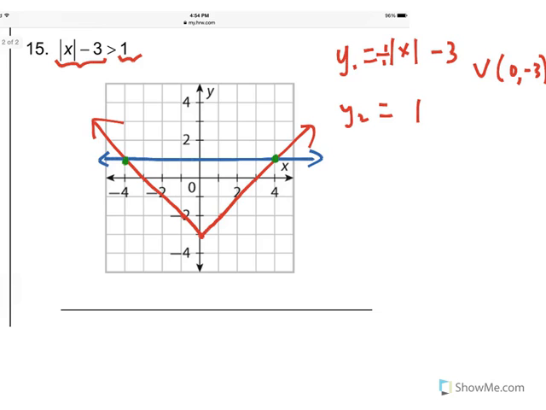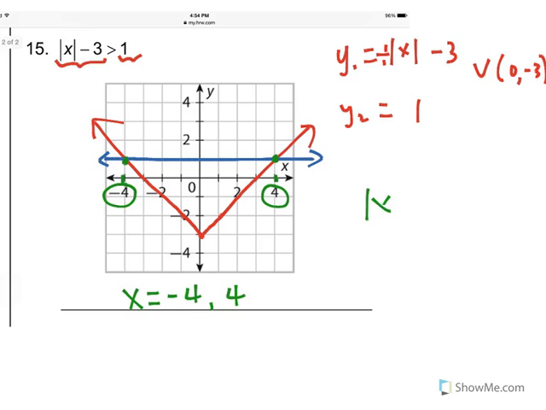The x values that match up to those are at negative 4 and 4. And so the solution is actually x equals negative 4 and 4. And that's solving it graphically.